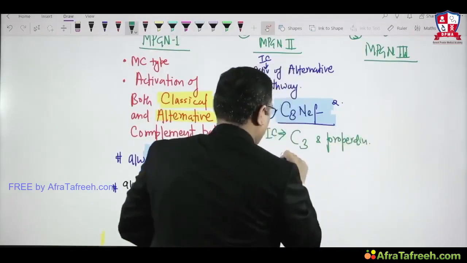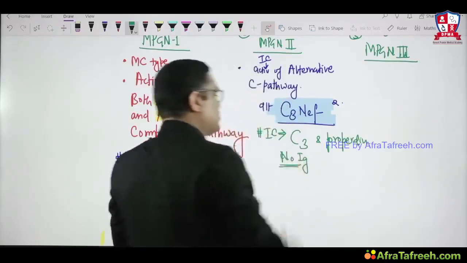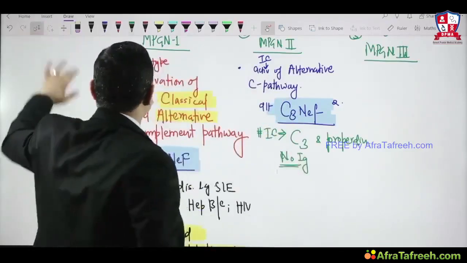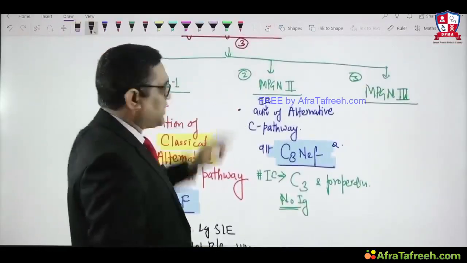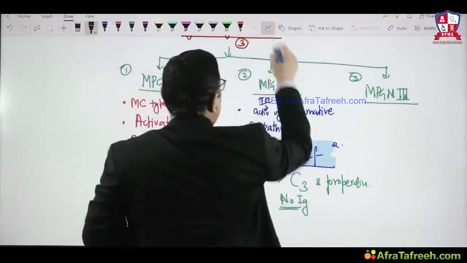Right? C3 and properdin, and there will be no immunoglobulin. That is why the new name for MPGN type 2 is also, there is another name for MPGN type 2. This is also called C3 glomerulopathy. So that point also we have to keep in mind.